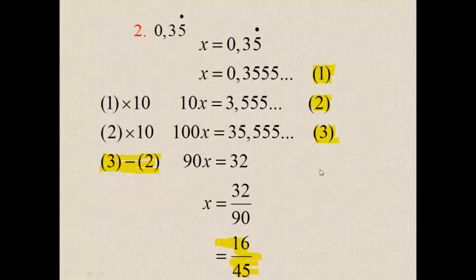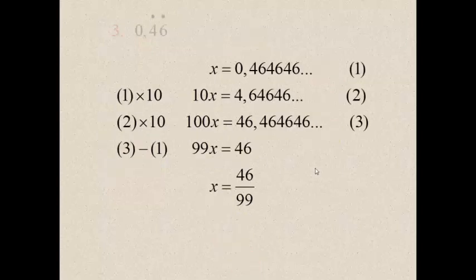Perfect. Let's go further. Number 3. 4, 6 are the digits that recur. Equation 1, I was happy with. Equation 1 times 10 gives me equation number 2.